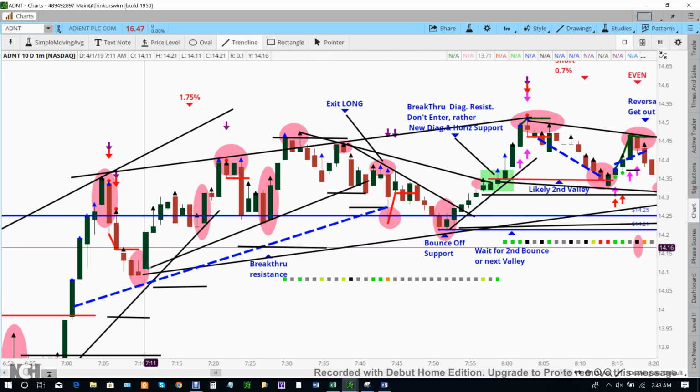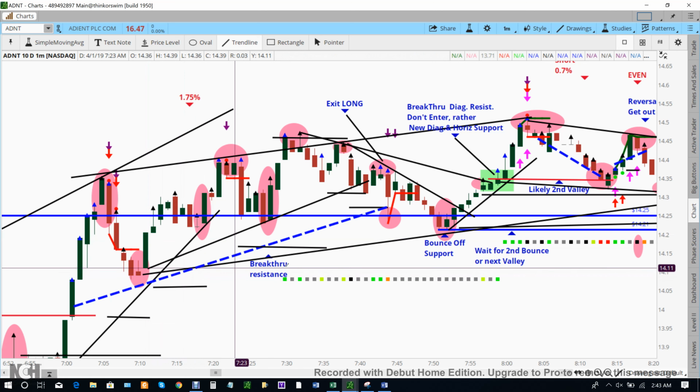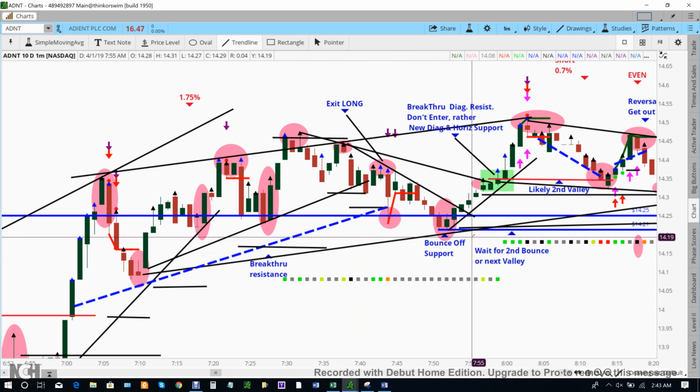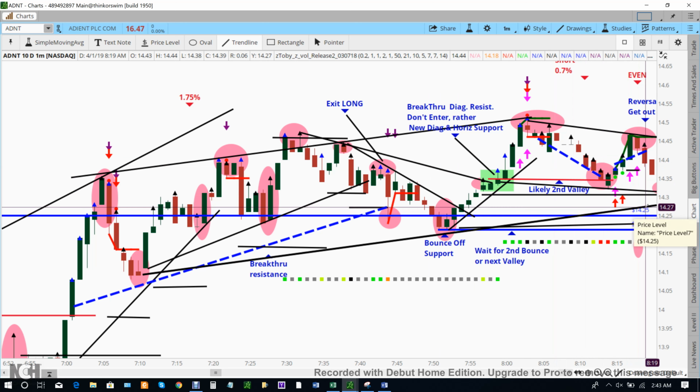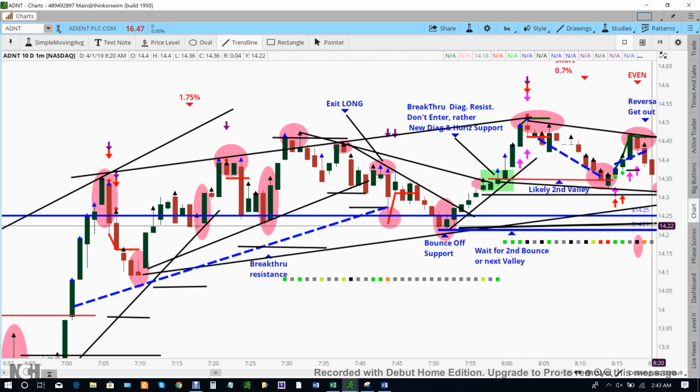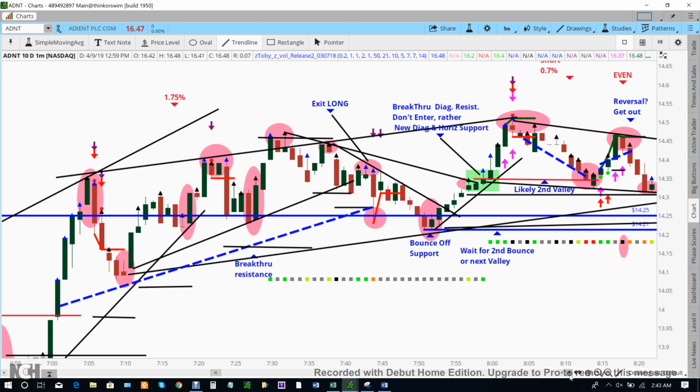Also notice this one here, this long-term uptrend. So it's going up, comes and bounces off it here, going up, and it might bounce off this diagonal. So it's either going to bounce off that diagonal or this blue one. So let's see what happens.